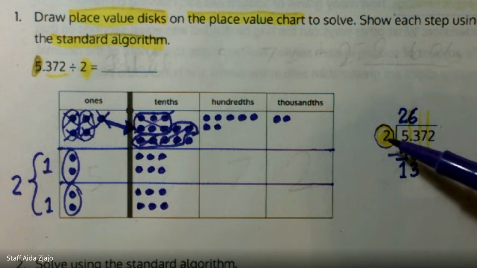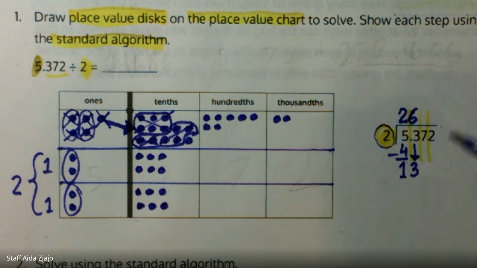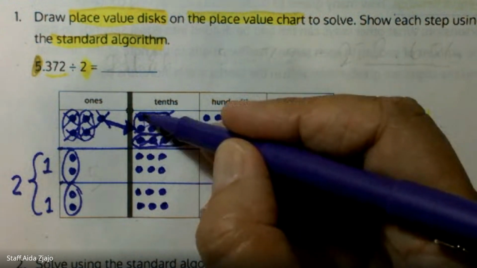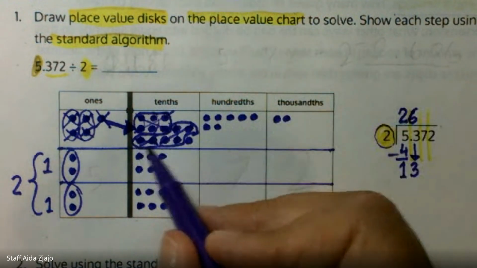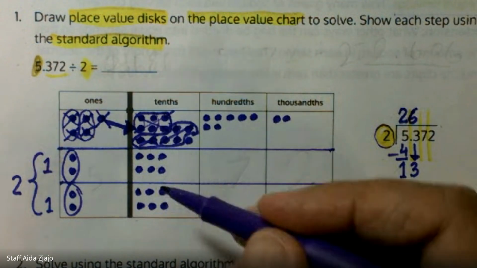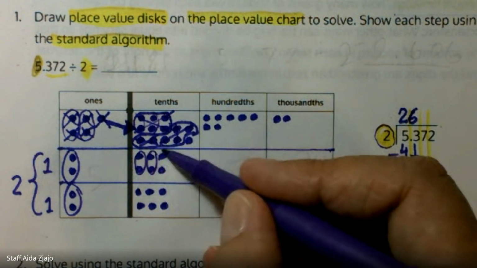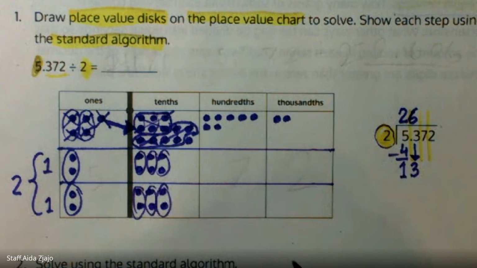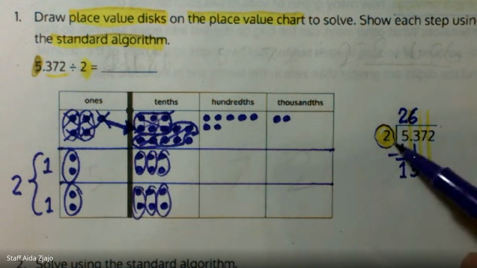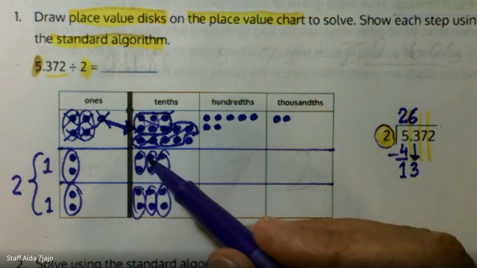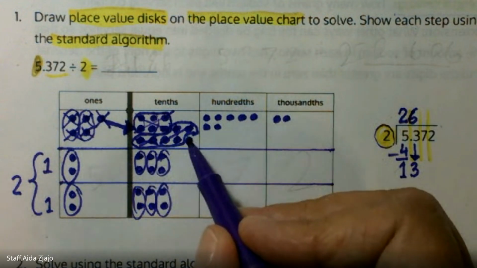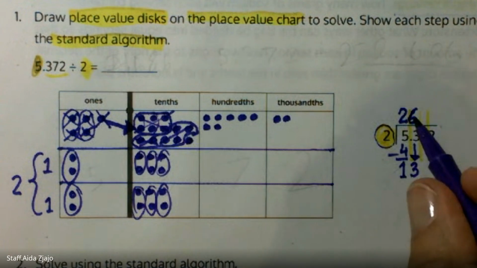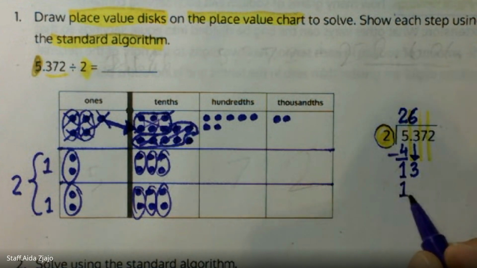How many groups of 2 are in the 13? You can see 1, 2, 3, 4, 5, 6. I share equally into 2 groups. Each gets 6, and here's one extra. So 6 times 2 is 12. When I subtract, I have 1 left over.